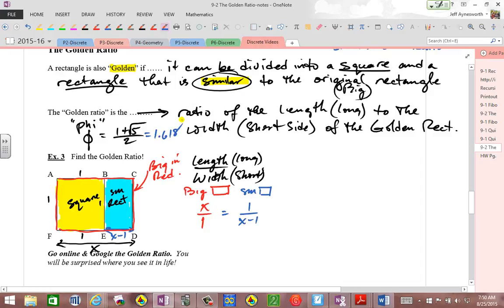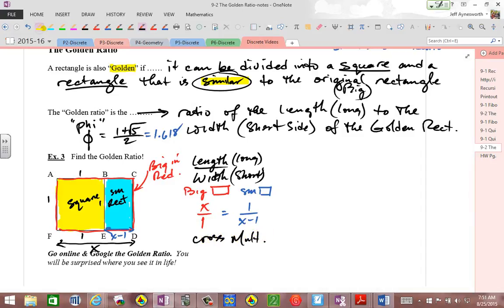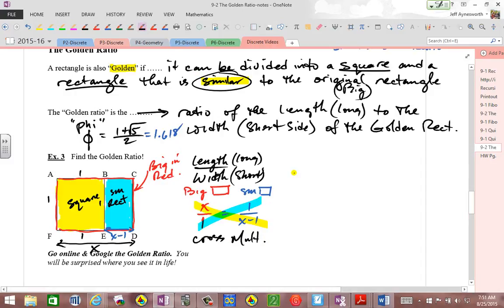I'll do that again on the calculator, okay? All right, so we cross multiply. Okay, by that I mean we got to take this product here and set it equal to this product here. So x times x minus 1 is equal to 1 times 1, or 1. Distributing through, we have x squared minus x is equal to 1. Subtracting 1 and setting it equal to 0, we have x squared minus x minus 1 equals 0.